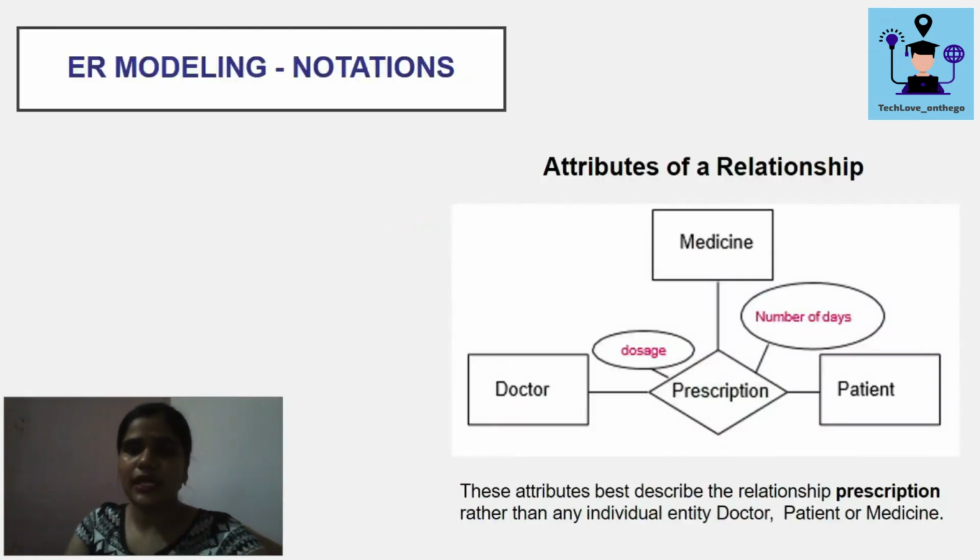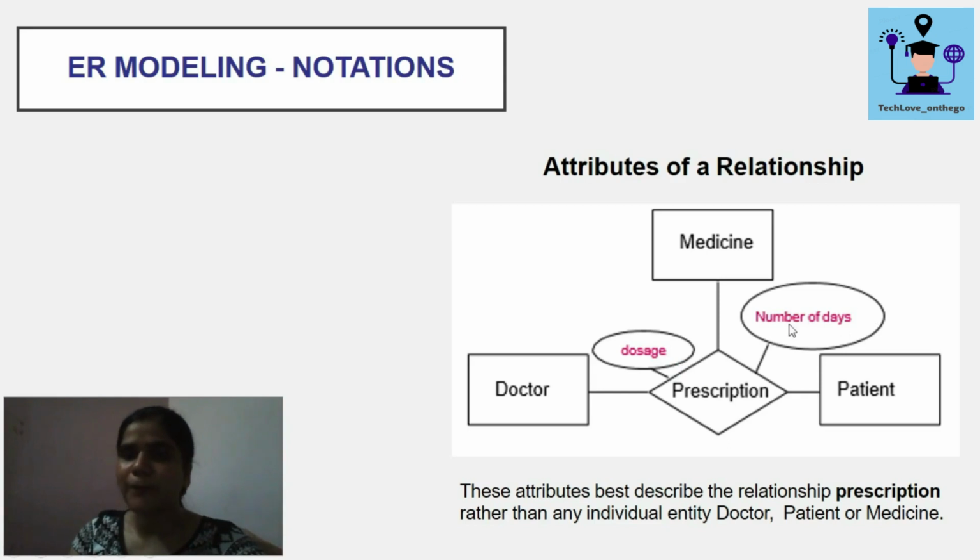Here we can see there are various relationships which can have attributes of their own. Here is one example. The doctor is an entity, the patient is an entity, the medicine is an entity, and here we can see the relationship between the doctor, the patient and the medicine. The doctor is prescribing some medicine to the patient, and this prescription has some attributes, like the number of doses which need to be given to the patient.